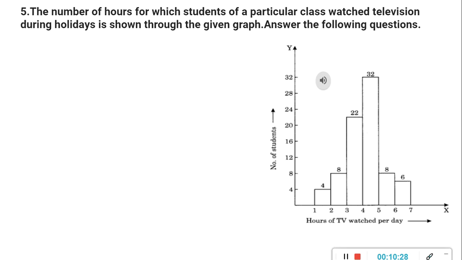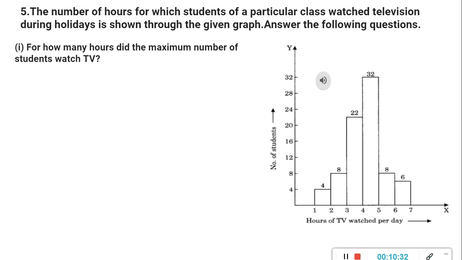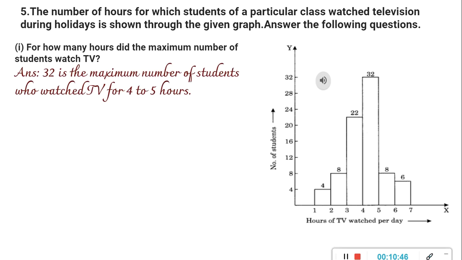Now let me see the questions. First question is, for how many hours did the maximum number of students watch TV? So the answer is, the maximum number of students watch TV for 4 to 5 hours. How many children are there? 32. Isn't it? 32 is the maximum number of students who watched TV for 4 to 5 hours.